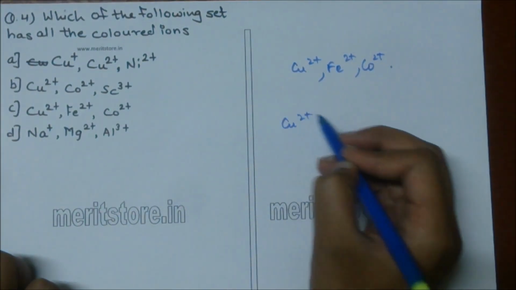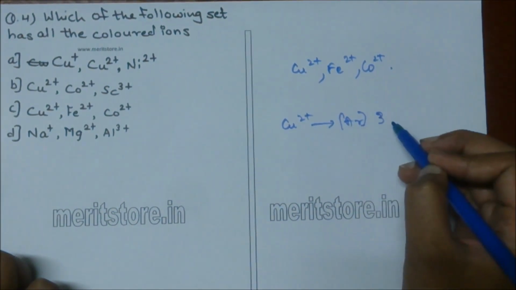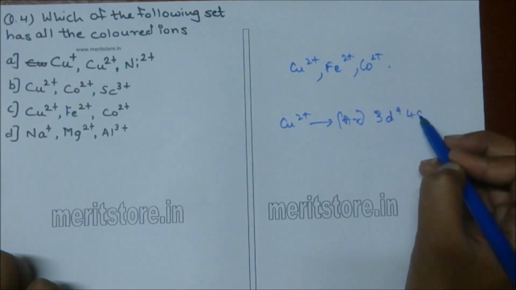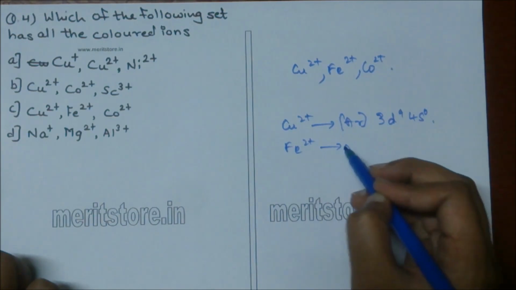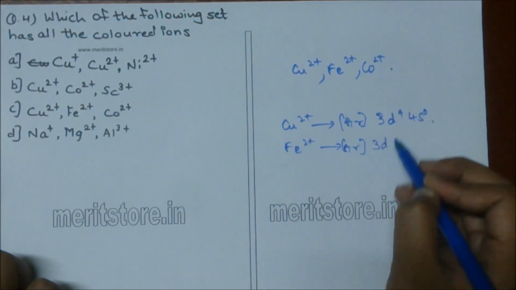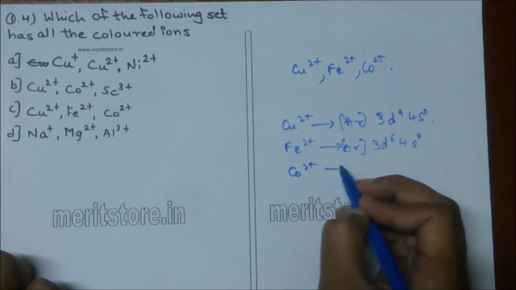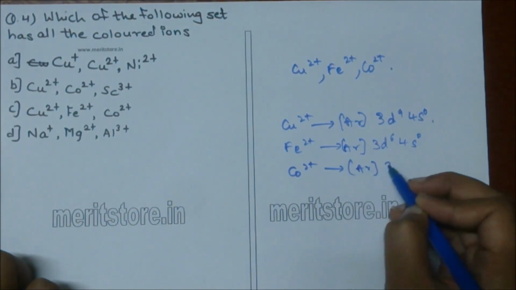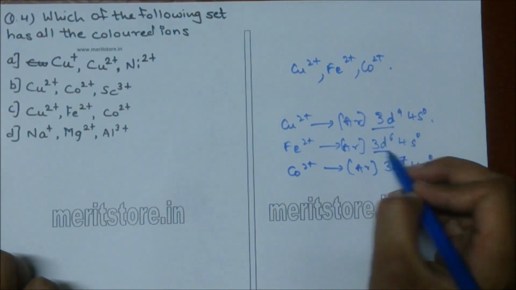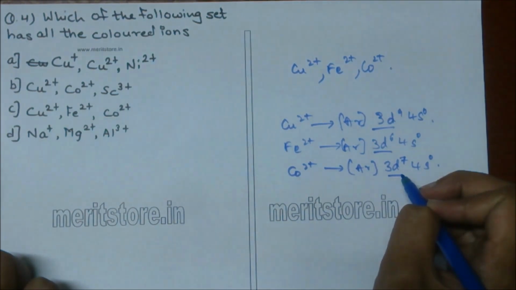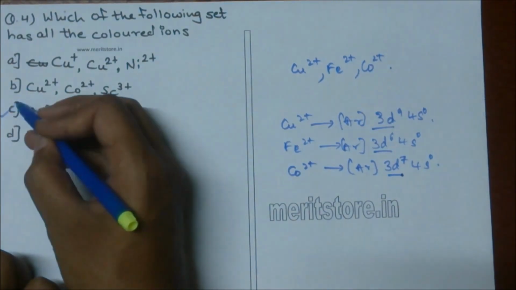Cu2 plus electronic configuration will be argon, which is the nearest noble gas, 3d9 4s0, and then of Fe2 plus will be Ar 3d6 4s0, and of Co2 plus will be Ar 3d7 4s0. As we can see, all of these have unpaired d electrons, so these are colored ions. So option C is the correct answer.